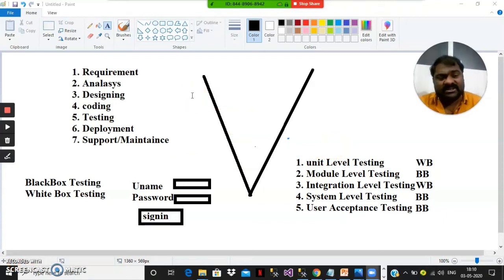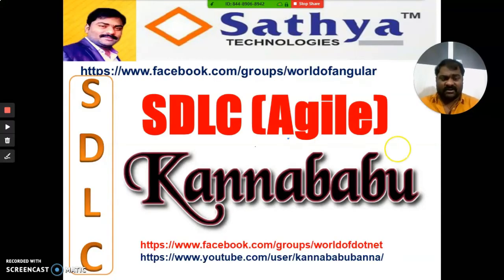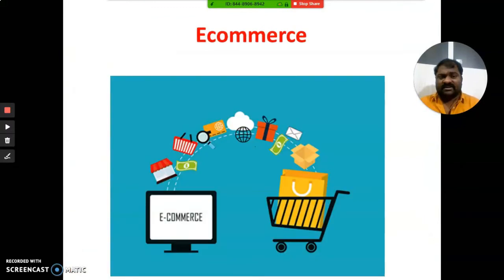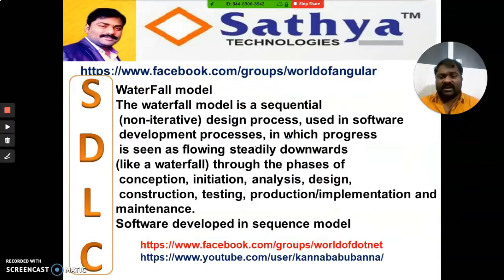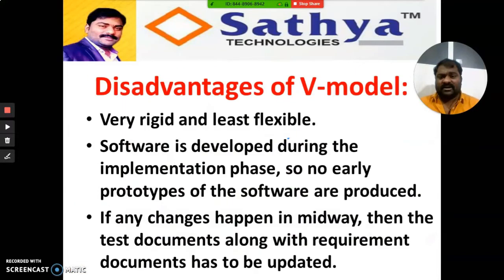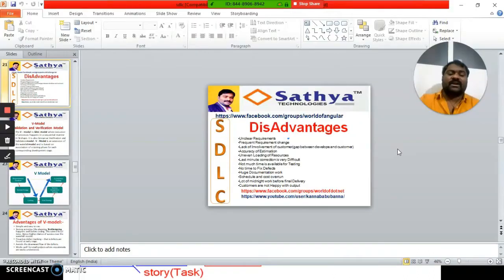So mostly test engineers will follow this V model, the validation and verification model. So these are all the different levels of testing that are available. In SDLC methodologies, the old model is the waterfall model. Later you got the V model, the validation and verification model. Are you following? Now let us see what this Agile model is. Nowadays Agile has become very popular. Is it clear? The waterfall model, I already told you.